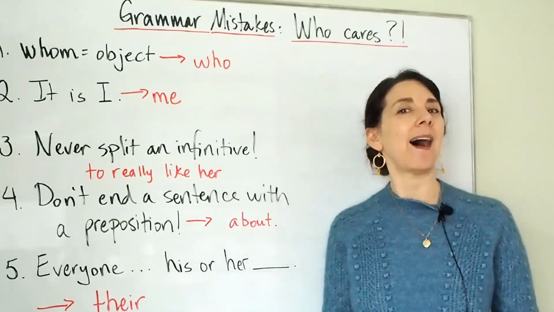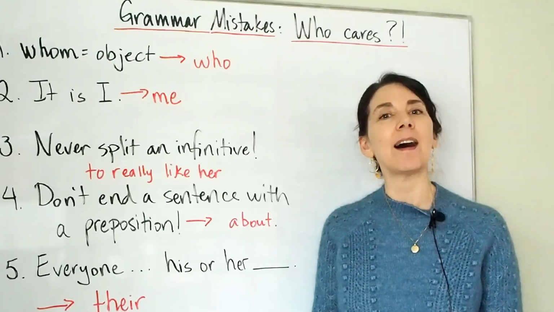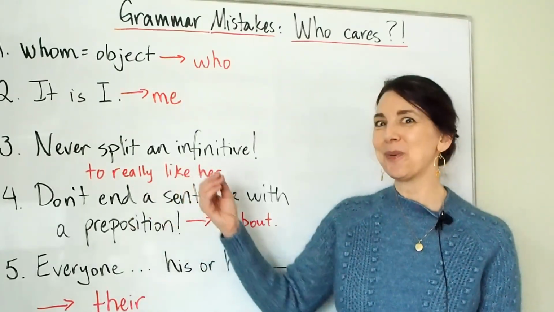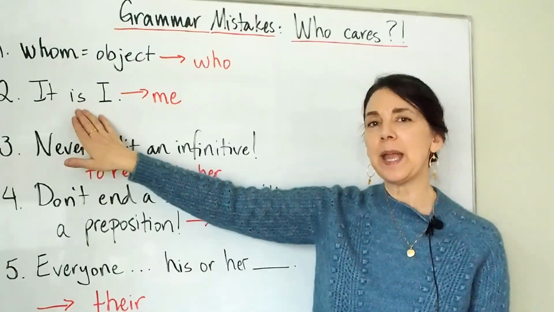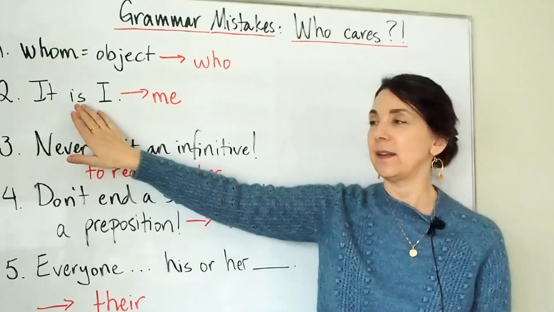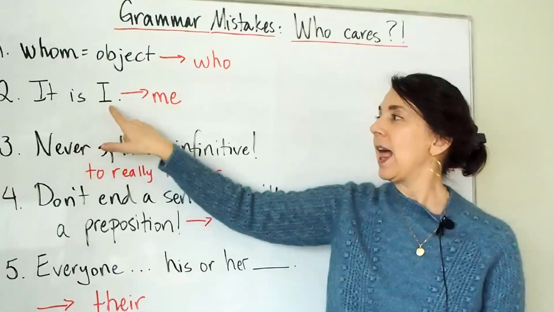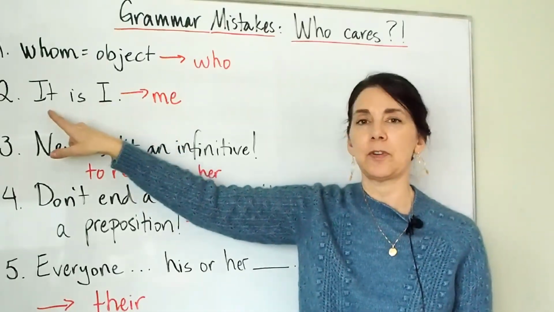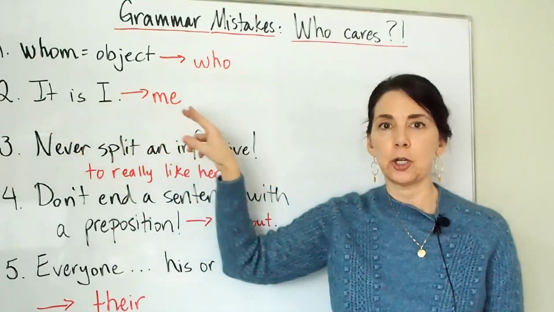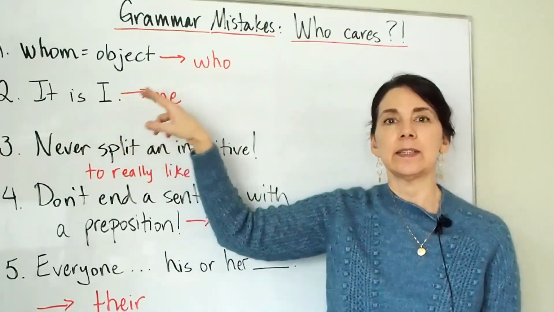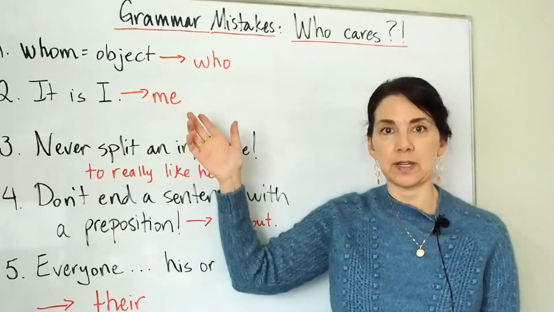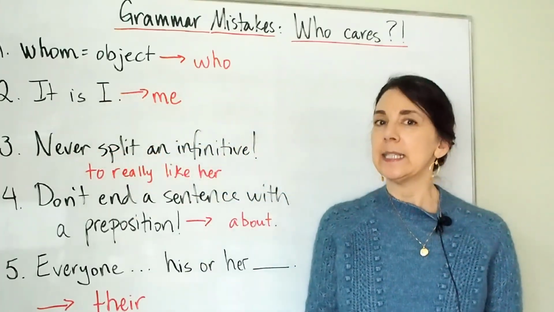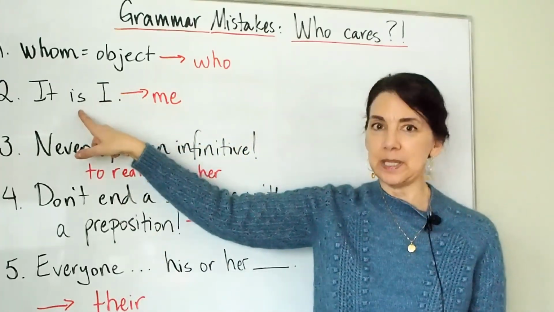Number 2, it is I. Who is it? It is I. Okay, so what's happening here? Well, because we have the verb be and not a transitive verb, this is actually not the object, okay? So if we say, for example, I like her, like is a transitive verb, her is the object. But here, it is I, this is the be verb.